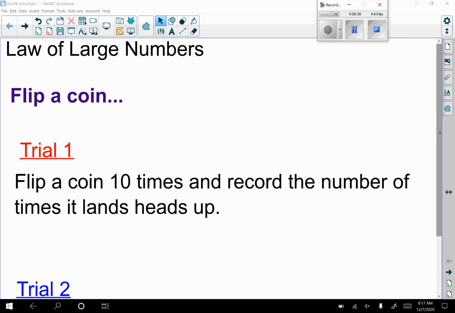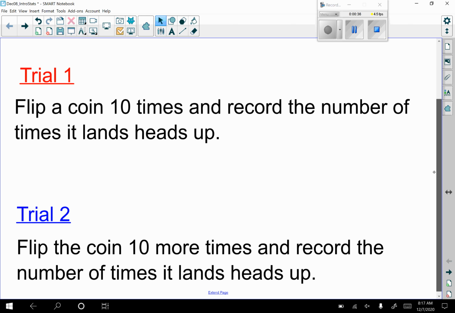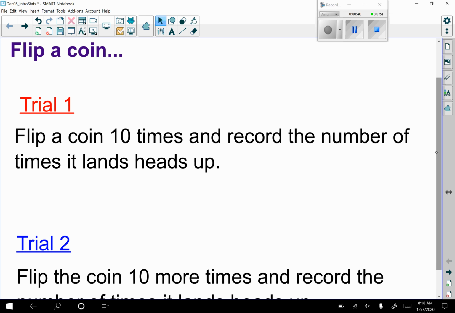So keep track of that. Call this your first trial. And then you want to do this again. You're going to flip the coin 10 more times and then record the number of times it lands heads up. So this will give you a total of obviously 20 times, but then I want you to have a couple more family members do this. Again, have them first just do this out of 10 and then do another 10, so then they'll get a total out of 20 as well. And then just record how many times it lands heads up.